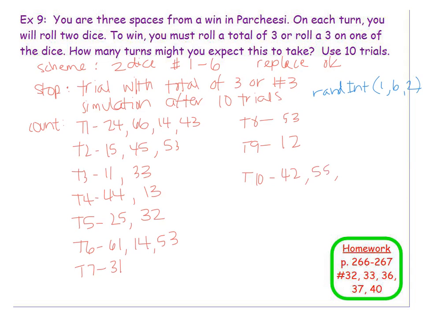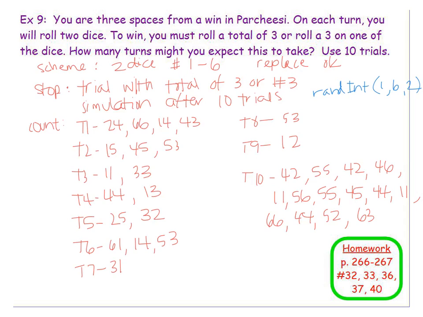5, 5. No good. 4, 2. No good. 4, 6. No good. 1, 1. No good. 5, 6. No good. 5, 5. No good. 4, 5. No good. 4, 4. No good. 1, 1. No good. 6, 6. No good. 4, 4. No good. 5, 2. Wow, this is going on forever. And 6, 3. Finally. Holy cow, that one took forever.